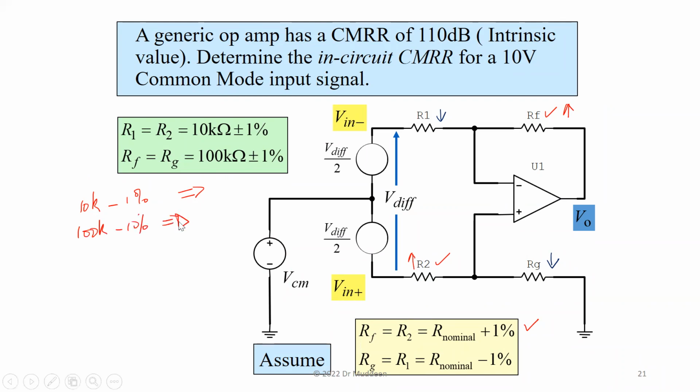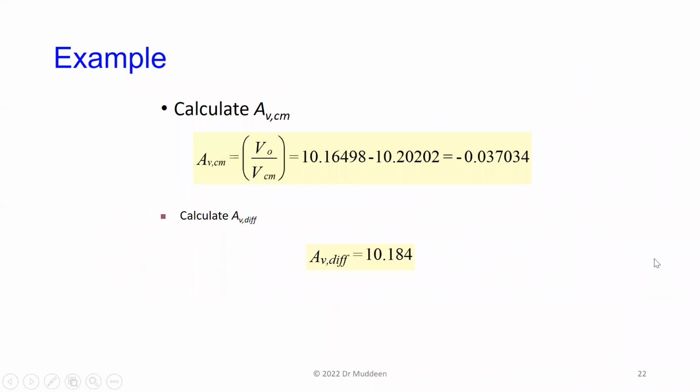You work that out. Then you calculate, based on that, AV common mode and AV diff, right? I'm leaving you to do that, so you'll be able to double check the numbers and see if they're correct. If you do that, you're going to get first that AV common mode is this value. The negative sign just happens that way. So the magnitude of the gain AV common mode is a very small negative value, 0.03.